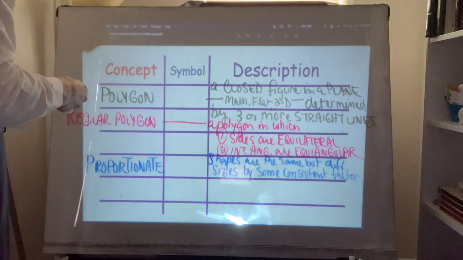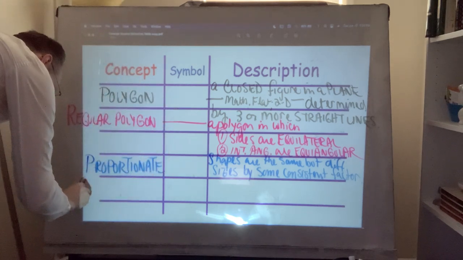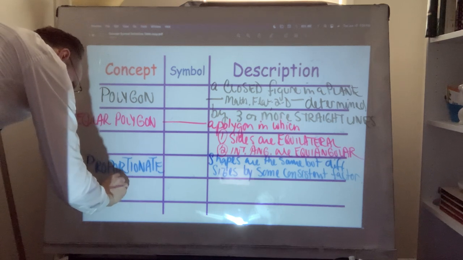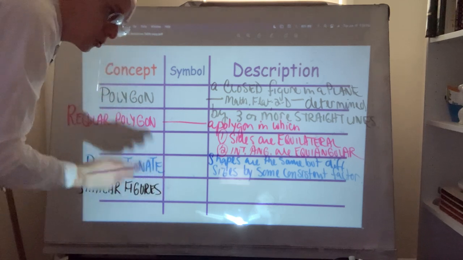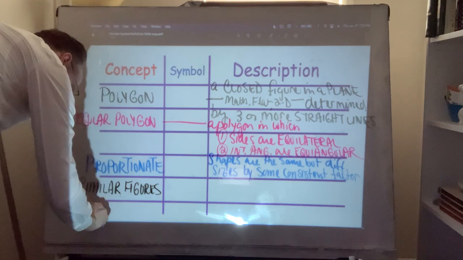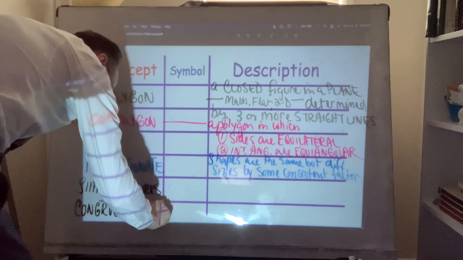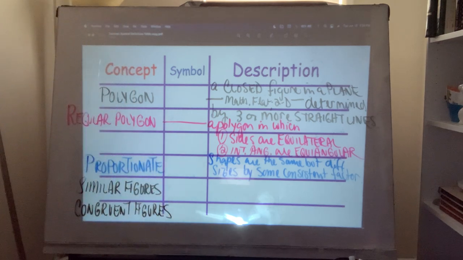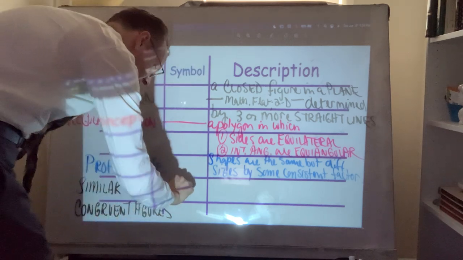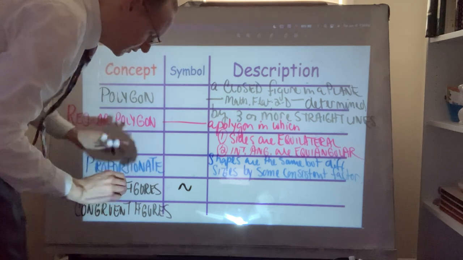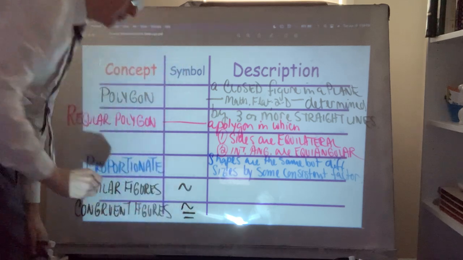Then there's these two concepts which we're going to get into. There are similar figures. And there are congruent figures. More recently, I came up with another diagram, so I'll just stop here. There's a symbol for similar. It's one squiggle, like so. There's a symbol for congruent. It's a squiggle with an equals under it.